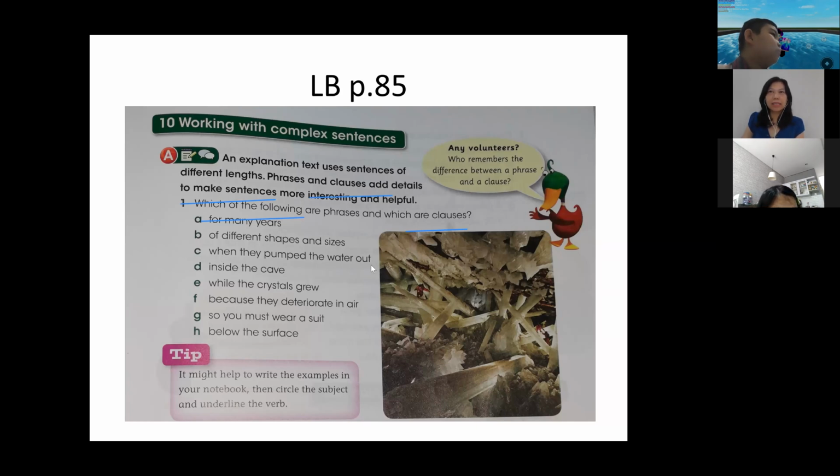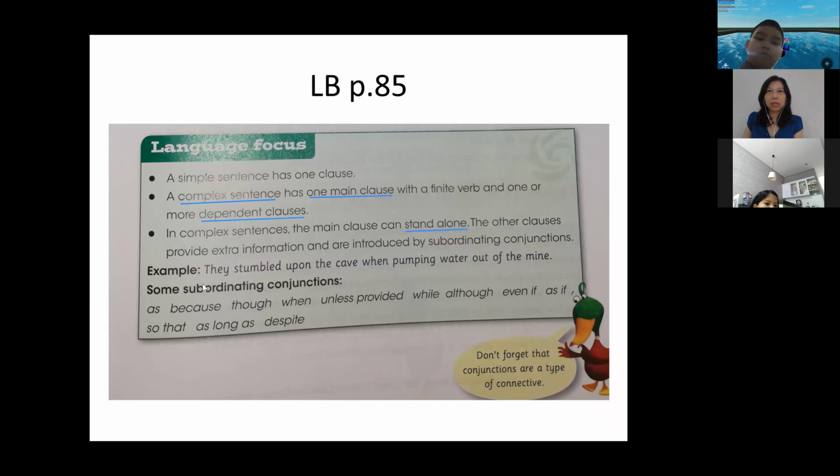This is what we call a dependent clause, because a dependent clause cannot stand on its own. When you tell someone, "when they pump the water out," they will get confused. What do you mean, when they pump the water out? They pump the water out of where? And who are they? You see, this whole clause, "when they pump the water out," doesn't make sense. So you actually need the main clause to make this make sense. Let's go back here.